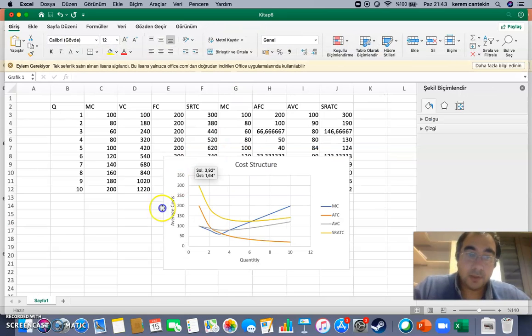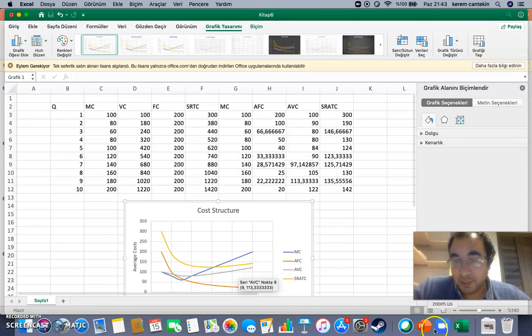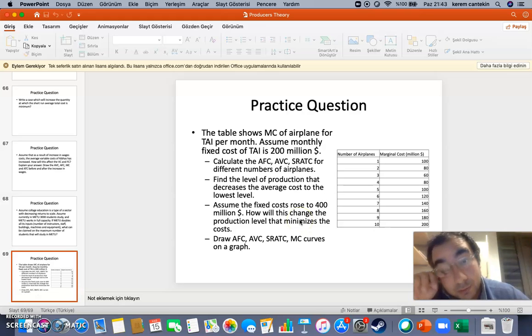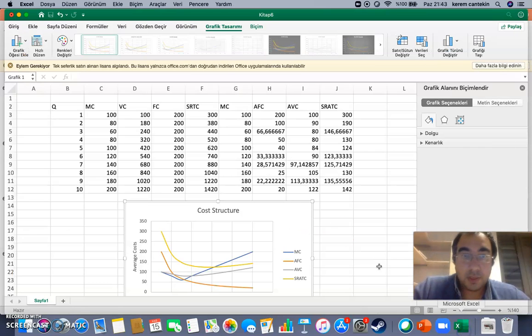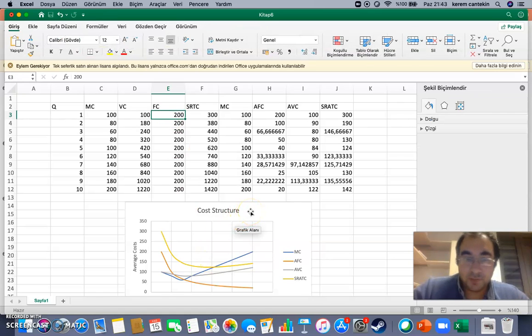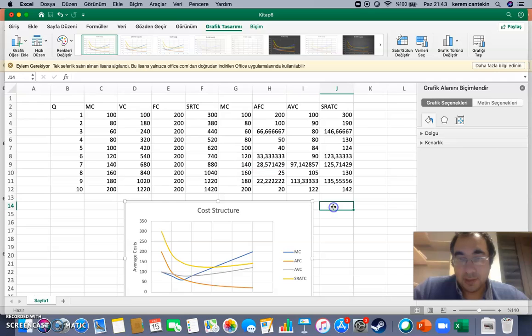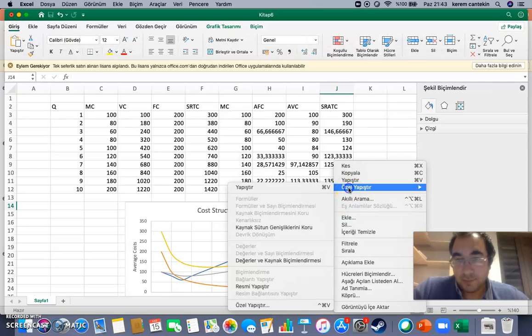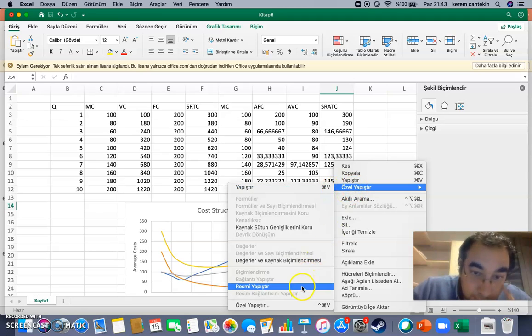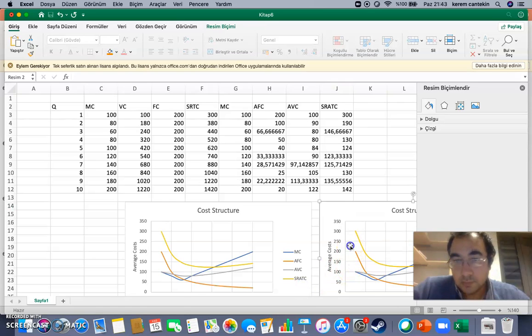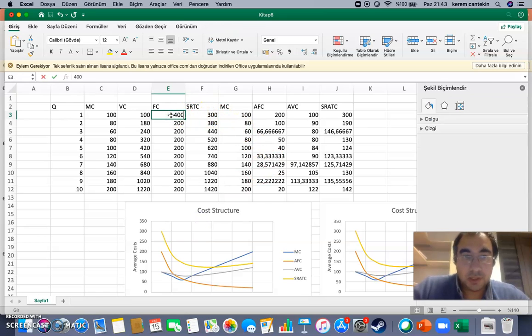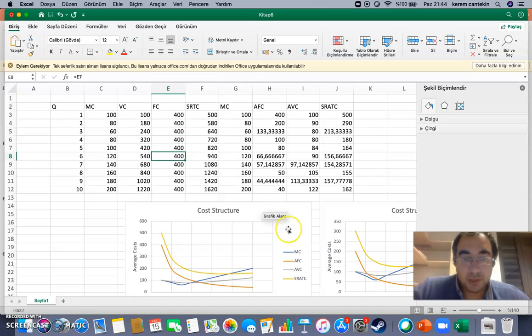Okay, well, I have asked what will happen if we change the fixed cost to 400 from 200. That's easy. In this case, you can just take a picture of this graph like this and have it as your first graph. That's just a picture. And now just change the quantity and the picture will change.